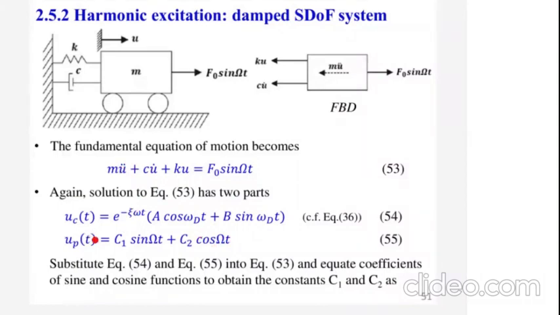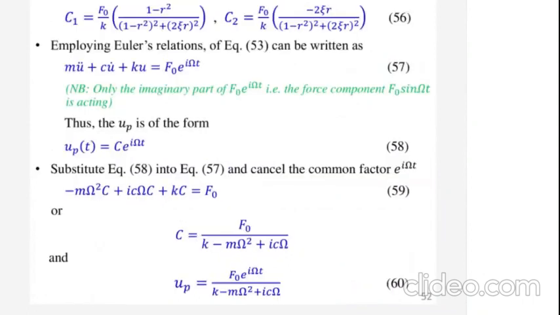Once you do that, you differentiate and then you substitute into this equation and you equate coefficients of sine and cosine, because what you shall be having are the cos terms and the sine terms. So if you equate those, because what we are trying to do is to get the constants of integration, the C1 and C2, you equate the coefficients of sine and cosine to obtain the constants C1 and C2 as follows. So C1 and C2 will be given by equation 56.